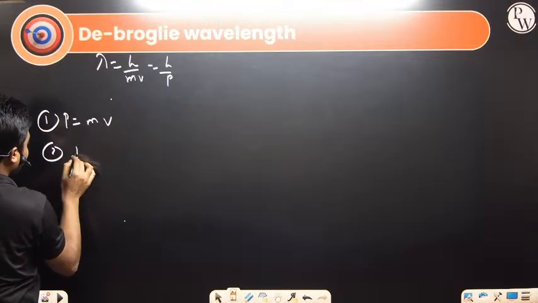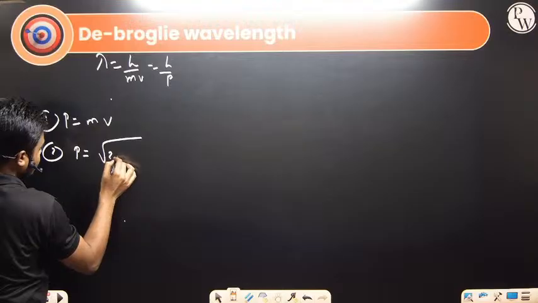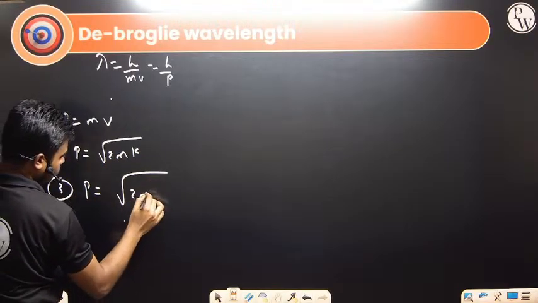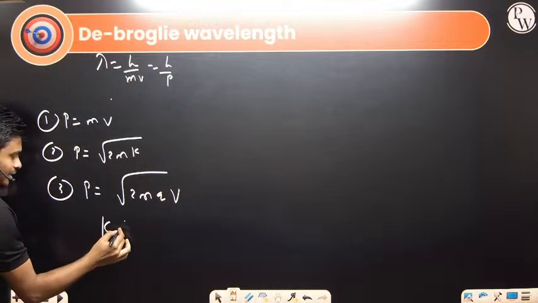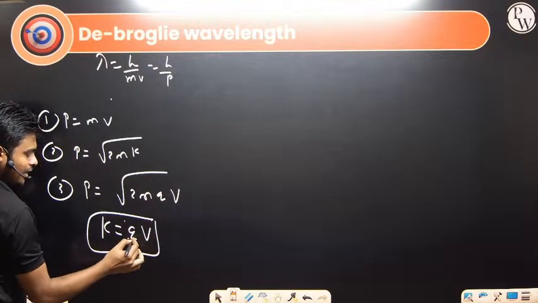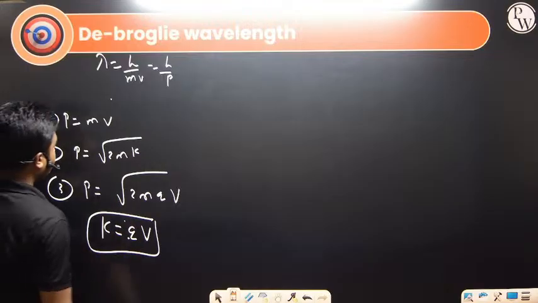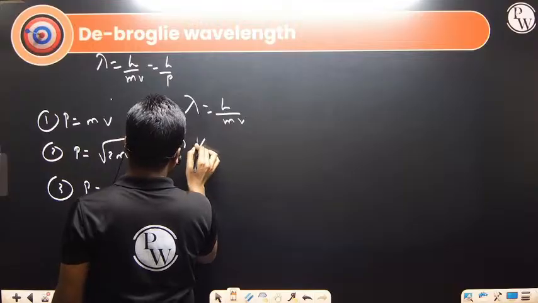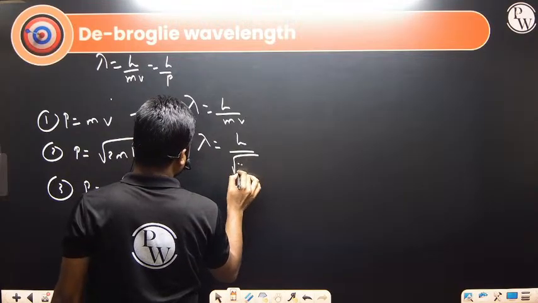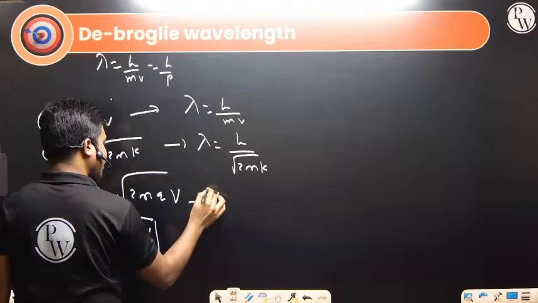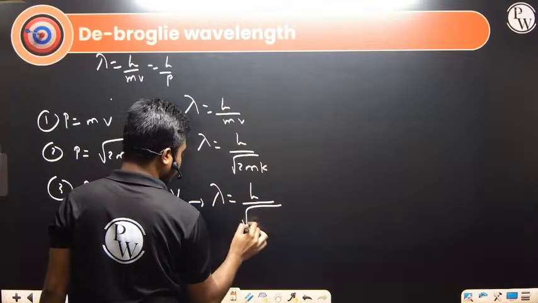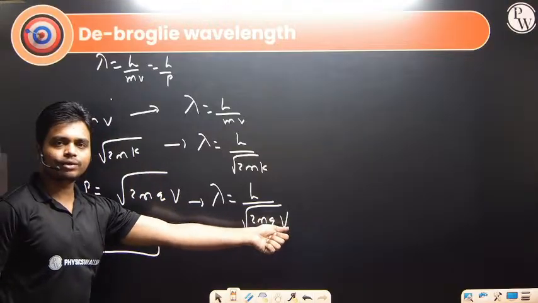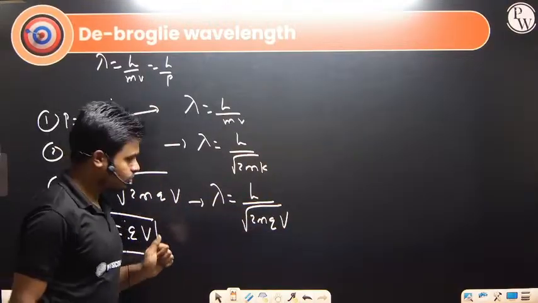Second, in terms of the kinetic energy, p is equal to under root 2 mK. If it is a charged particle, p is equal to under root 2 m q into v, because kinetic energy is q multiplied by v, when the charged particle accelerates through a potential difference of v. So from here we can write lambda. What is lambda? h by mv. Lambda is h by under root 2 m kinetic energy. Lambda is h by under root 2 m q multiplied by v, if charged particle q is accelerated through a potential difference of v.